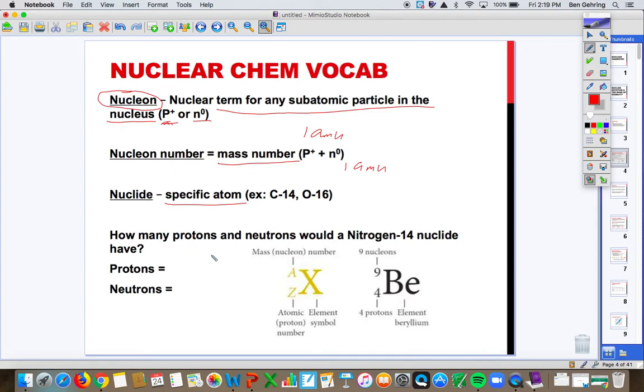So question: how many protons and neutrons would a nitrogen 14 nuclide have? Looking at this, you know you have nitrogen. If you have nitrogen, you can look at your periodic table and you know that nitrogen has an atomic number of 7, which means that it's got 7 protons. The mass, which is given here, is 14, and mass number is protons plus neutrons. So 14 minus 7 means I have 7 neutrons as well. So you've done this, but this is nuclide notation, which is what you've done already.